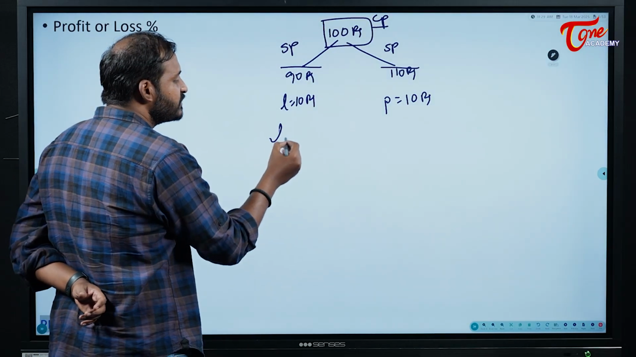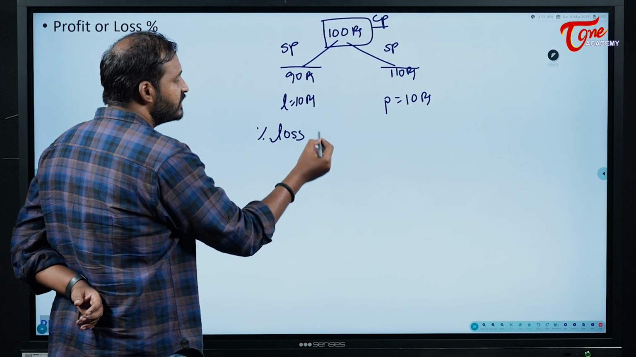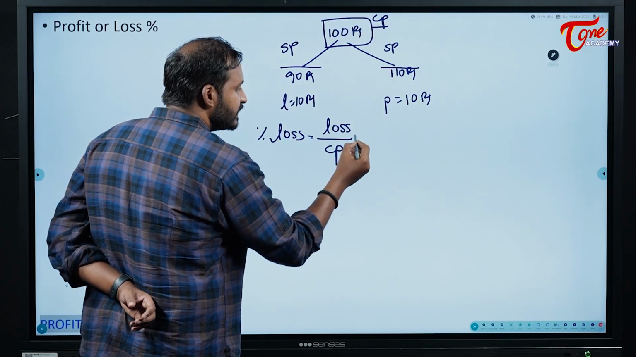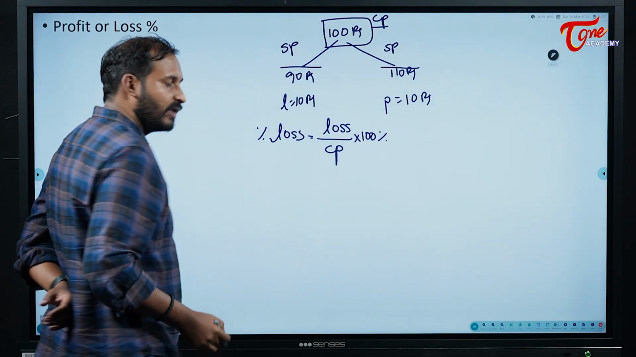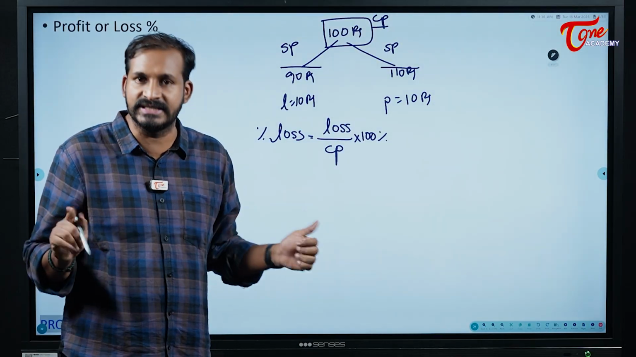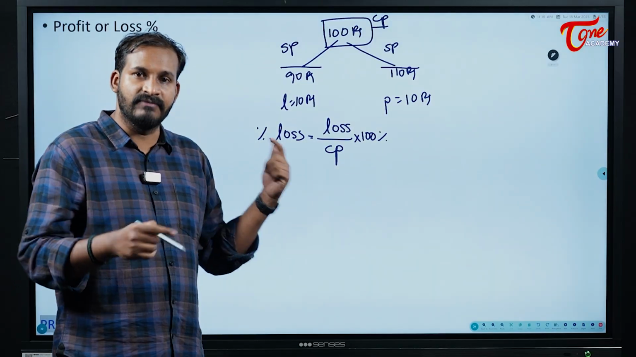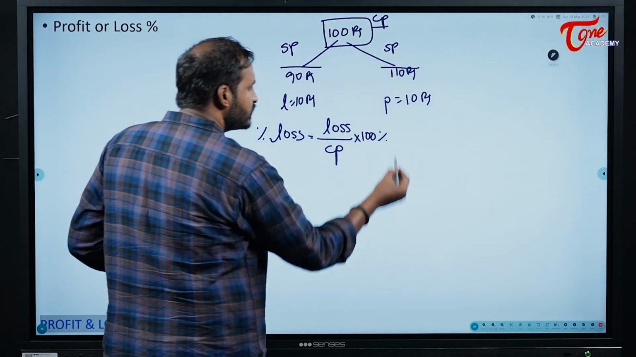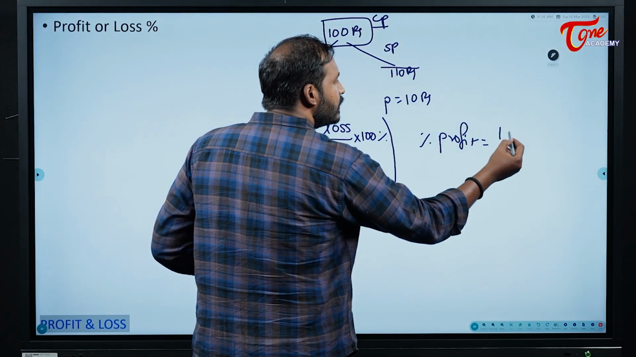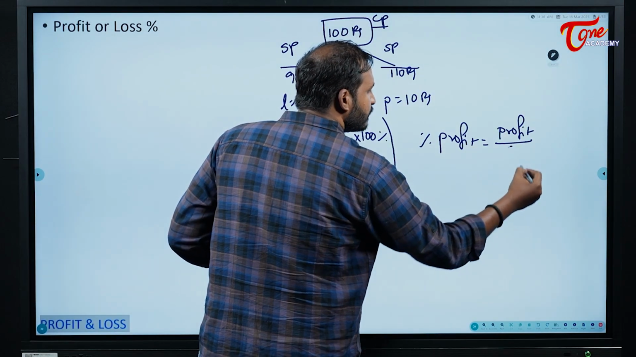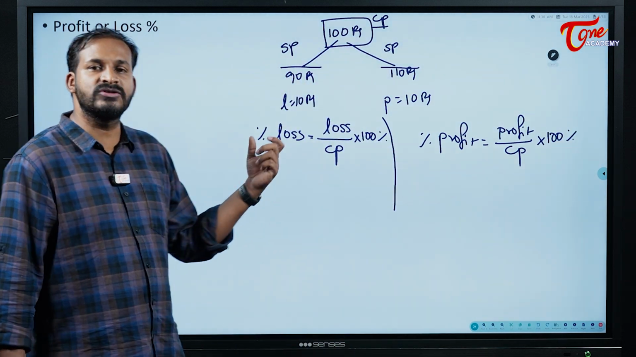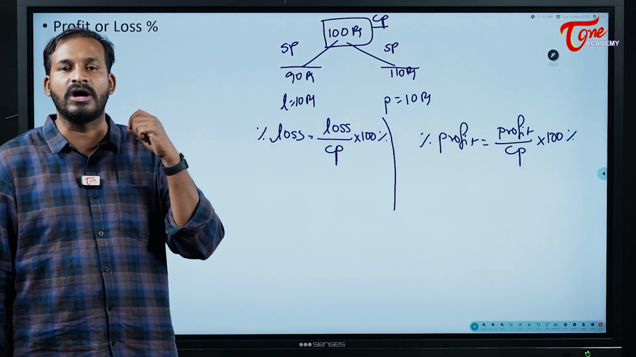So, to tell the loss percentage, what we will do is loss by cost price into 100 percentage. Why? Because whether we tell profit or loss, we will always take our cost price as a base. Remember this one. Why? Because later we will use this in some other application. Now see here similarly, how will we calculate our percentage of profit or profit percentage? Same thing. Profit by cost price into 100 percentage. So when we calculate our profit percentage or loss percentage, we always take the cost price as a base.